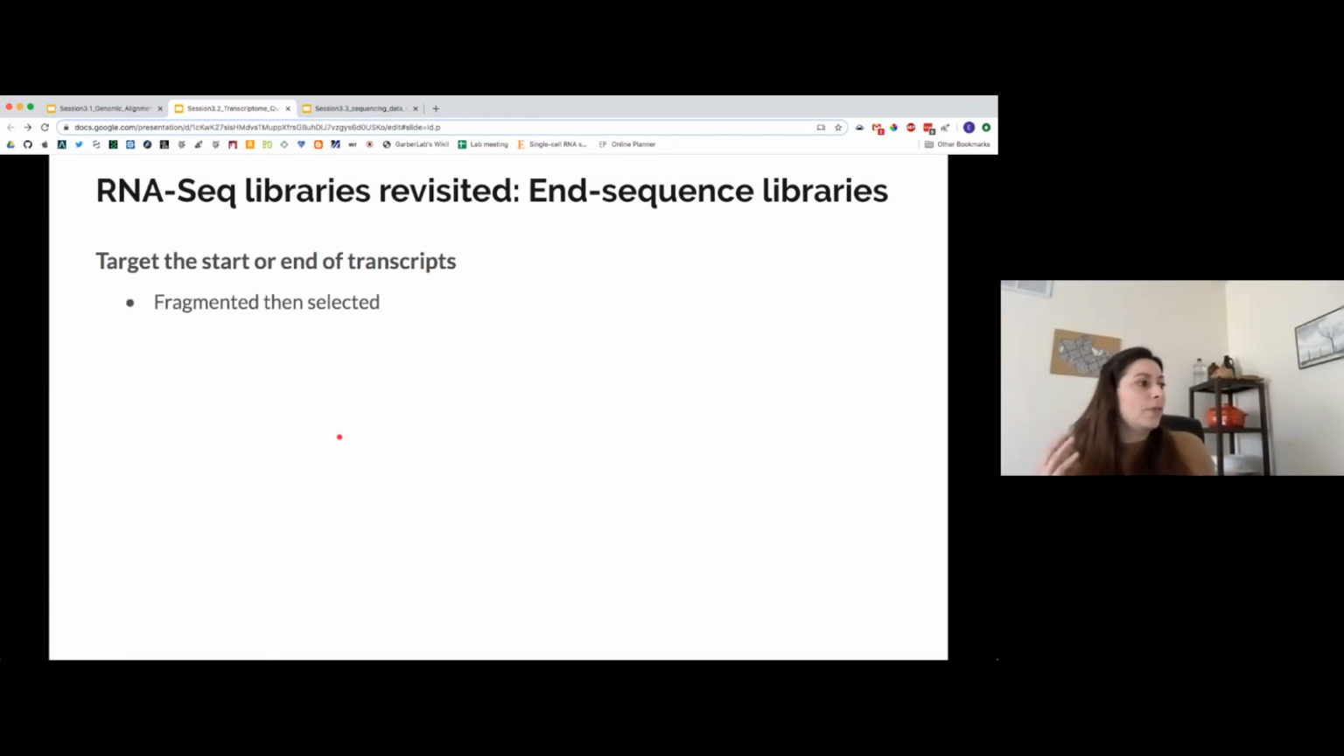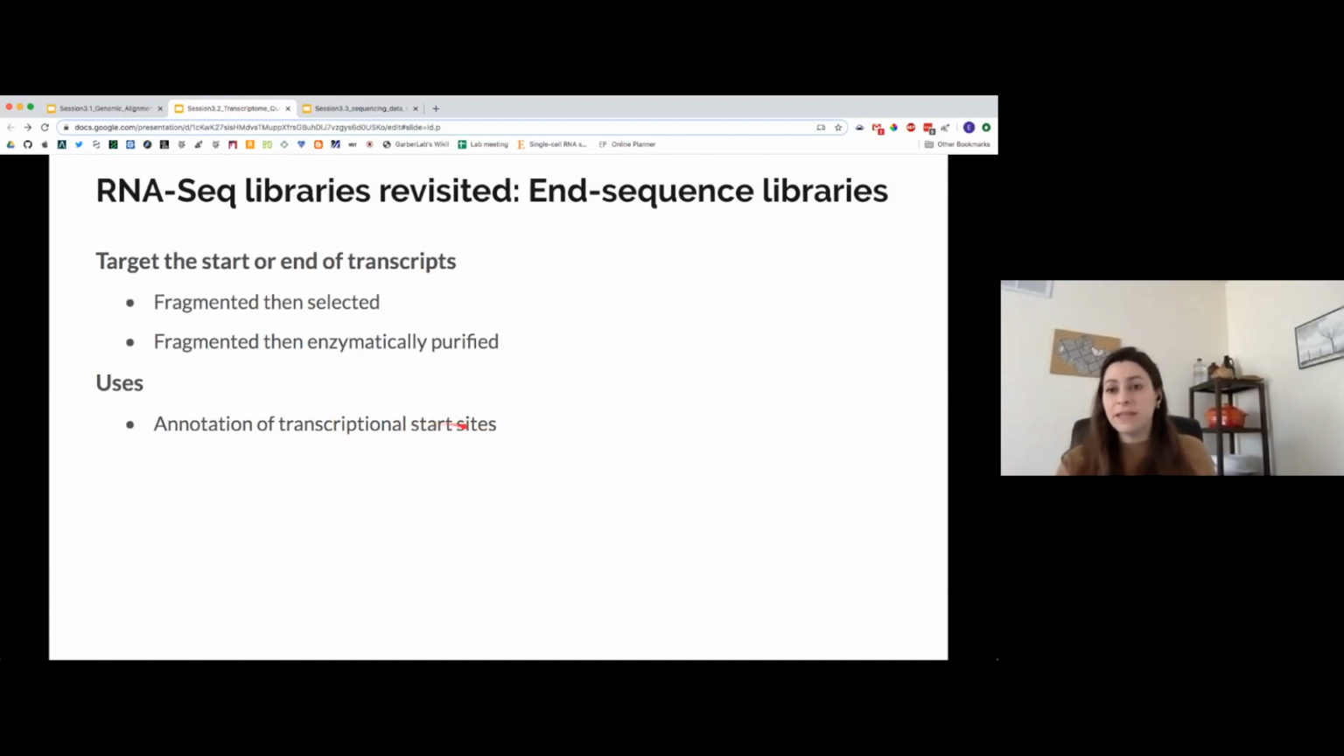And the way they can do that is by either fragmenting and selecting a specific portion of the transcript or enzymatically purifying. And the uses of them are, for example, if you want to annotate transcriptional start sites. So the FANTOM project tries to annotate the transcription start sites for all genes, and they use the 5' bias libraries a lot for that. Another reason is if you want to annotate 3' UTRs. So these are also cases where the end sequencing libraries will be useful.